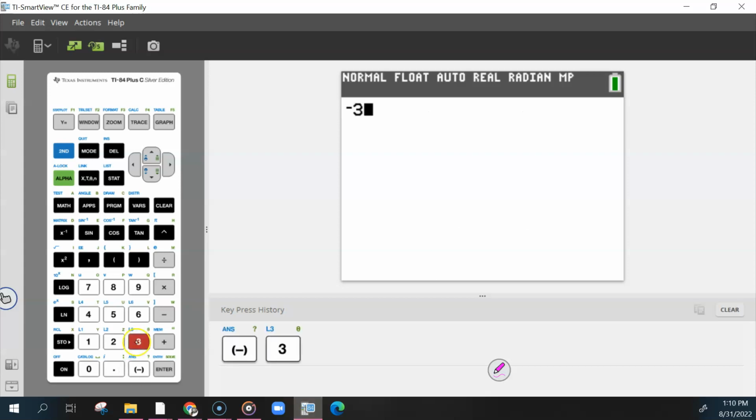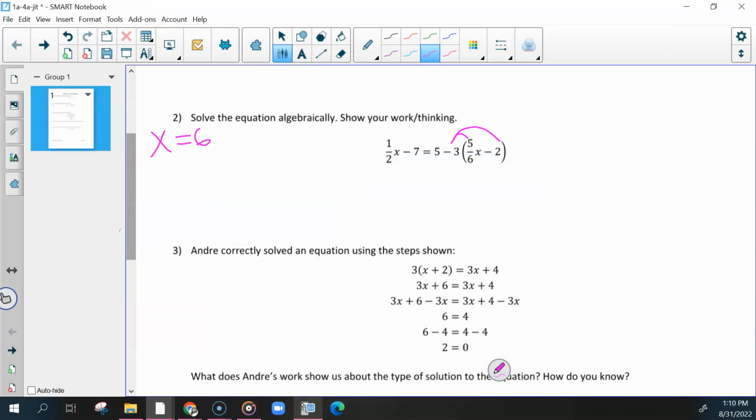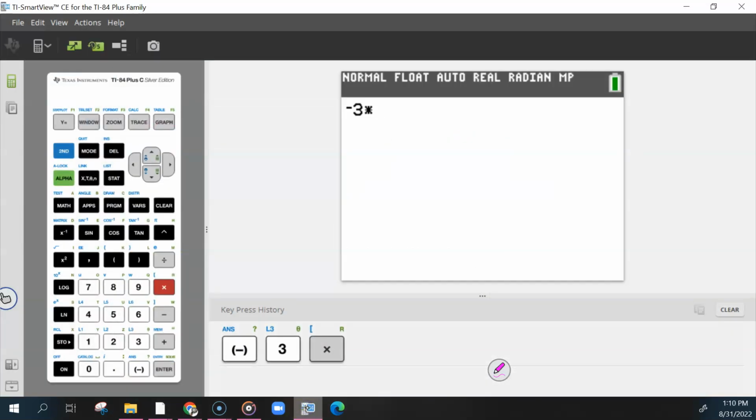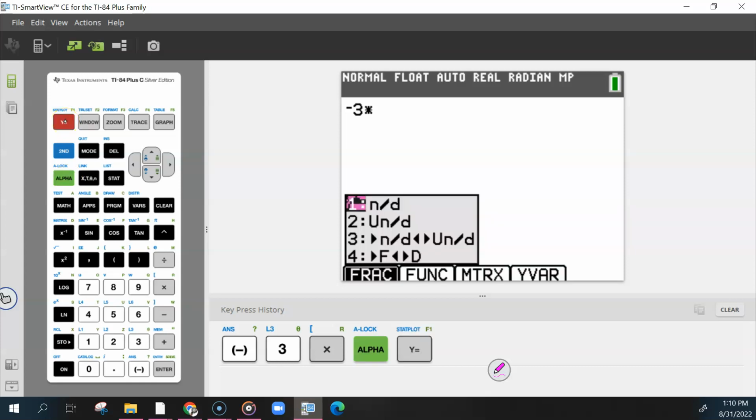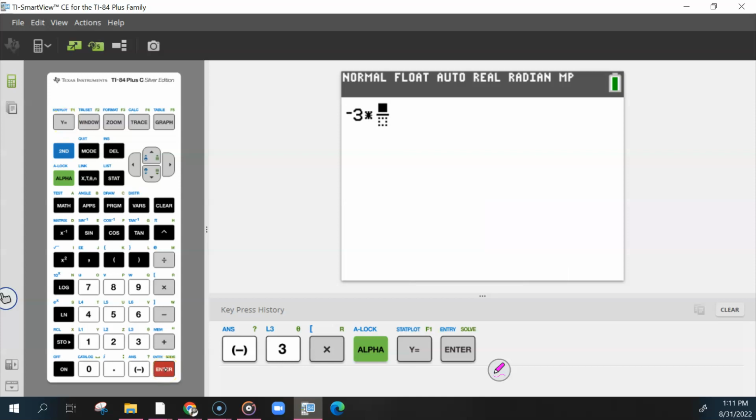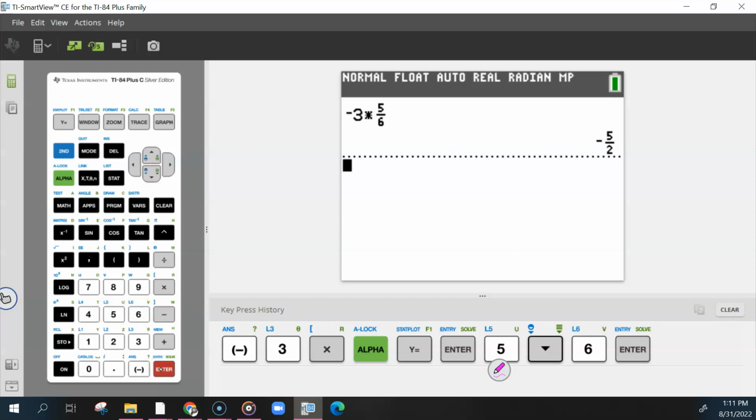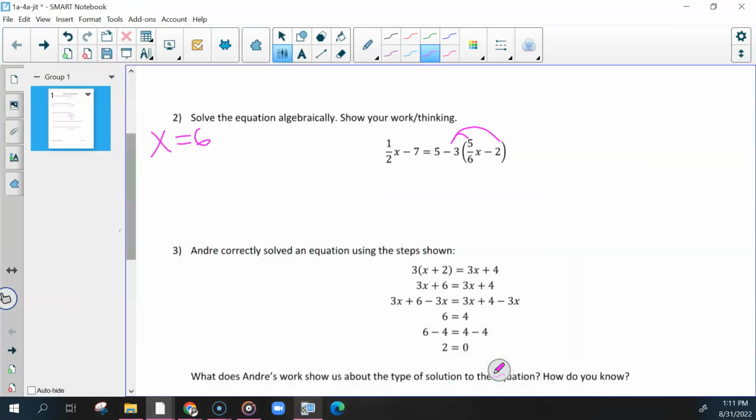So -3 times 5. I would go into alpha y equals, and that first one you can hit 1 or you can hit enter and type in your fraction. 5, go down, hit 6. You should have gotten -5/2, or if you wanted to make that a decimal, you could. Let me start this over.